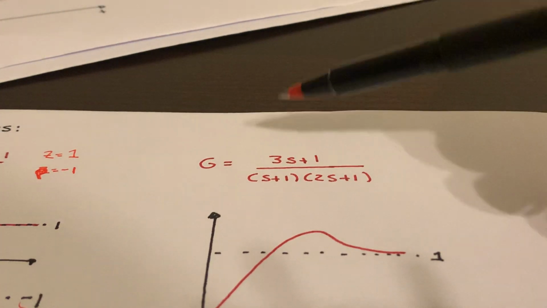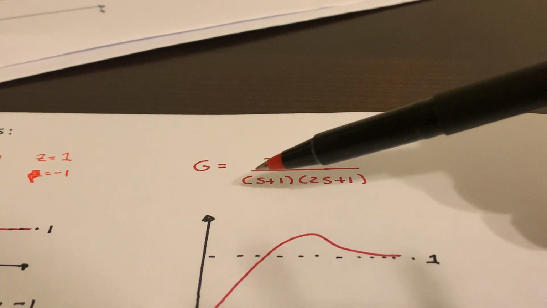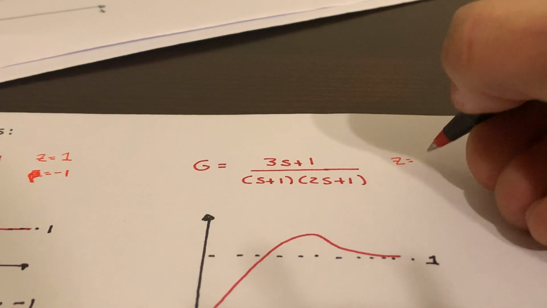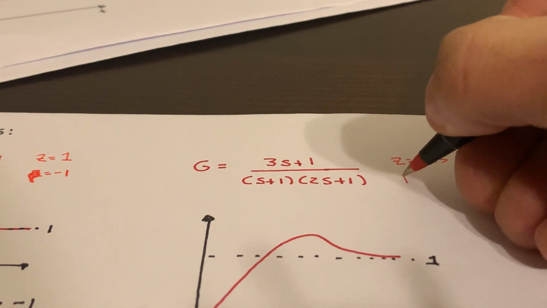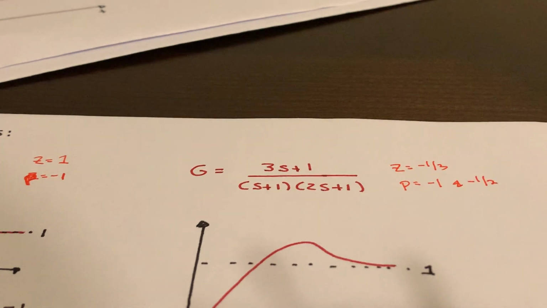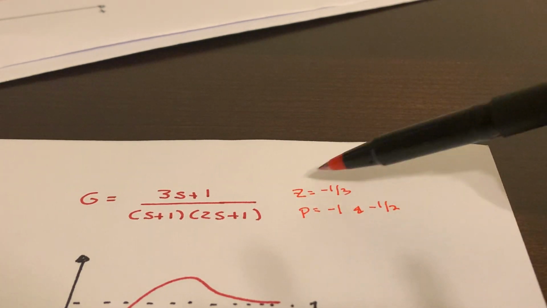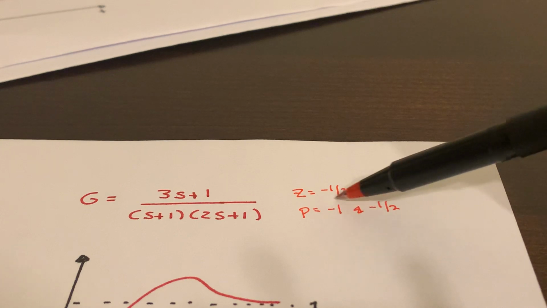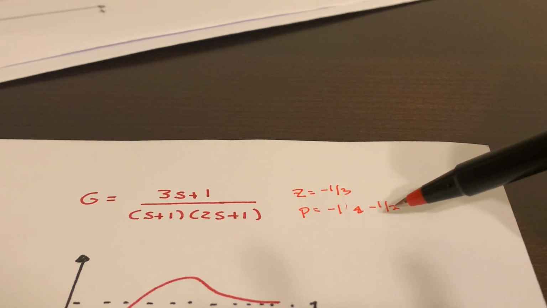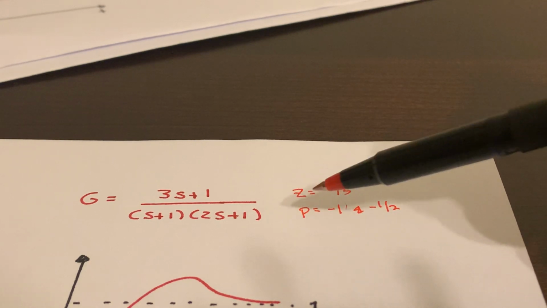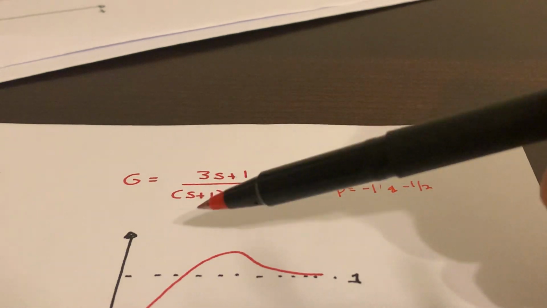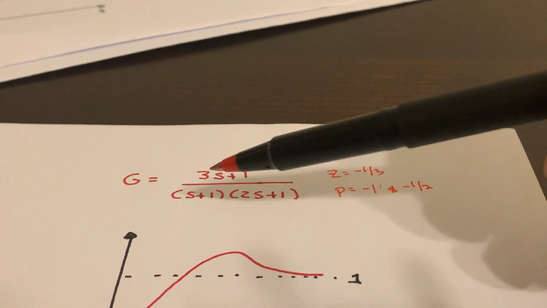Our last example is G (3s + 1) / ((s + 1)(2s + 1)). So in this case, our zero is minus 1/3, and our pole is minus 1, and we also have a pole at minus 1/2. So in this case, our zero is bigger than the poles, so minus 1/3 is bigger than minus 1, and minus 1/3 is bigger than minus 1/2. And because of that, because the zero is bigger than both of the poles, that means we're going to have an overshoot. So again, our gain is equal to 1 because we set s equal to 0.